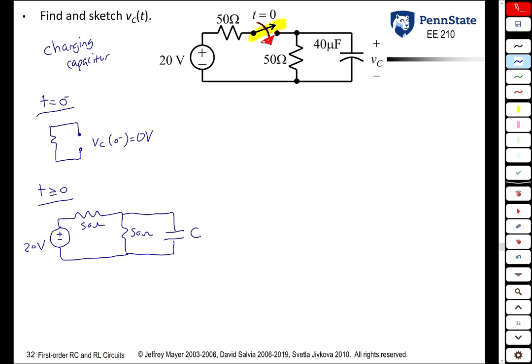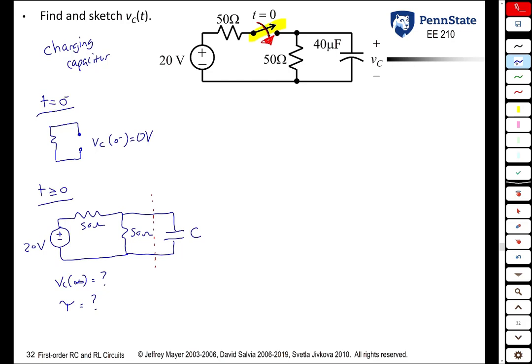We need to find two different things at this point. We need to find VC of infinity, and we need to find the time constant. The easiest way to do this is probably with one step. If you take the whole circuit as seen by the capacitor and find its Thevenin equivalent, you can then find VC of infinity and tau virtually from inspection.